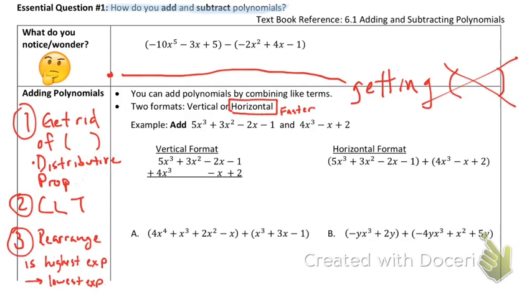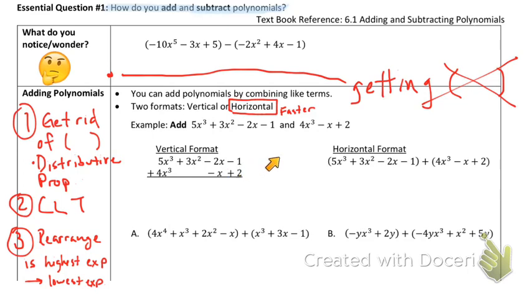So I'm going to show you both. So we have this example here where we're going to add 5x to the third plus 3x to the second minus 2x minus 1, and we're adding it to 4x to the third minus x plus 2. Okay? So the vertical format is a very kind of straightforward format. If you notice, in the vertical format, all we essentially did was rewrite our first polynomial here. Okay, did not do anything special there.